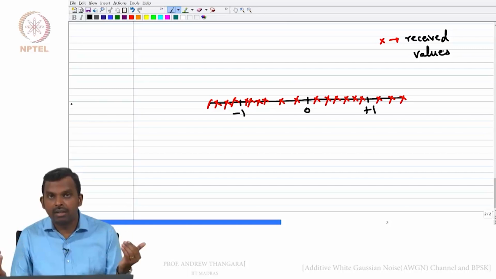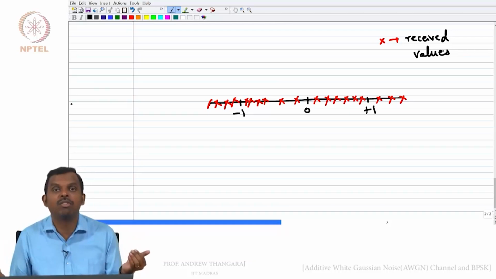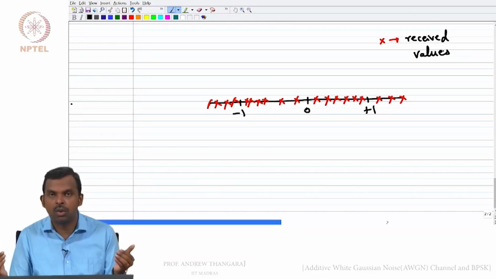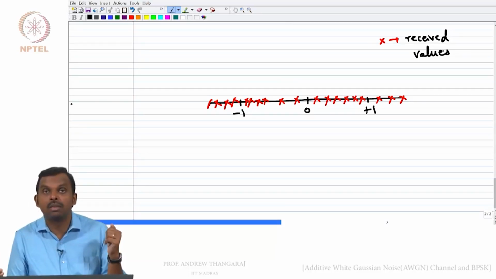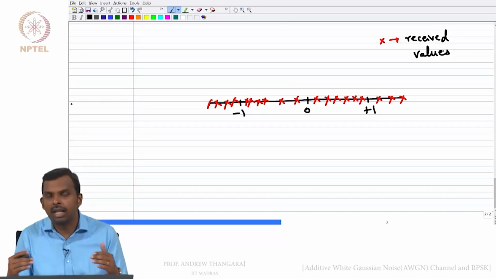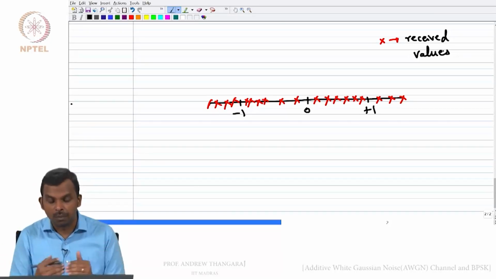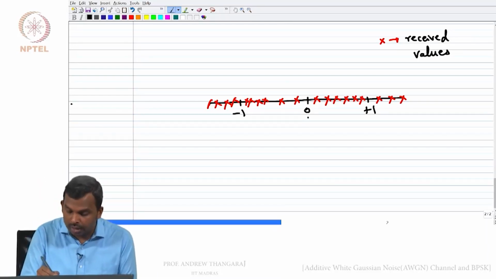Now, you have to decide for every received value what would have been the symbol that was transmitted. Okay. So, that is the decision you have to make. You have to look at the received value and decide, was the transmitted symbol plus 1 or was the transmitted symbol minus 1. Now, remember the noise is Gaussian, it is symmetric and all that, it has very easy description. So, one very obvious thing to do is to draw a threshold at 0.